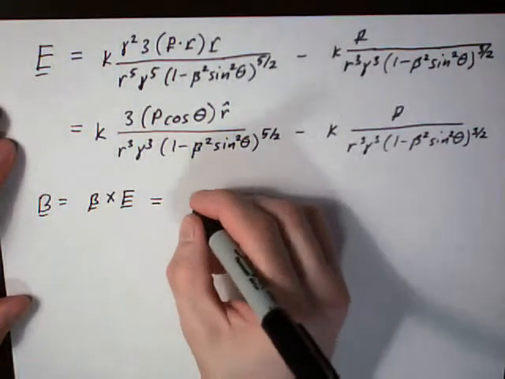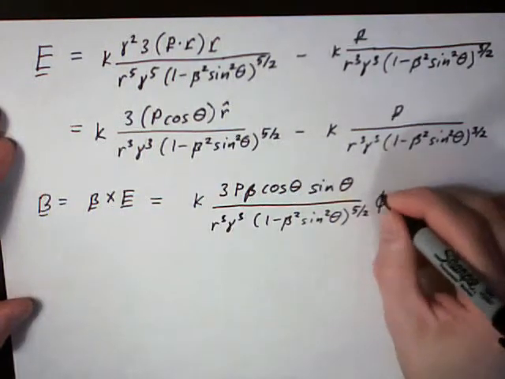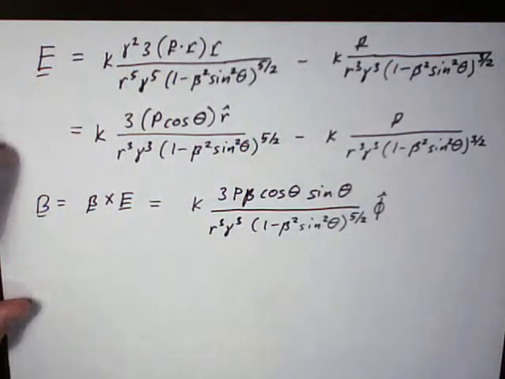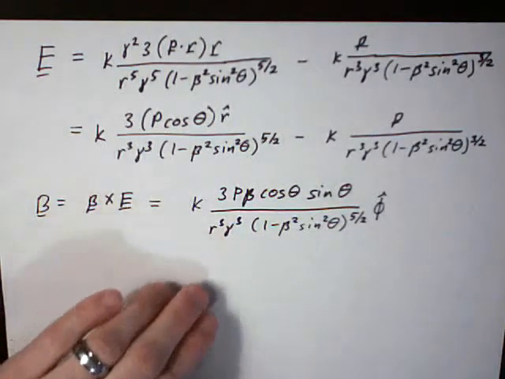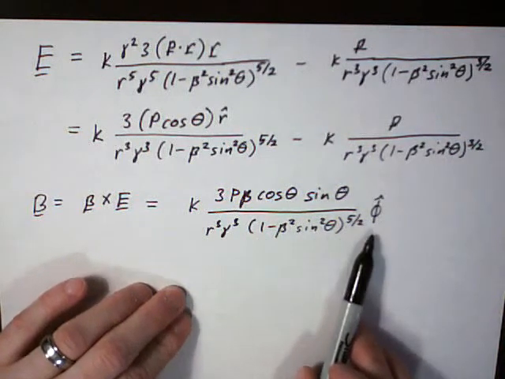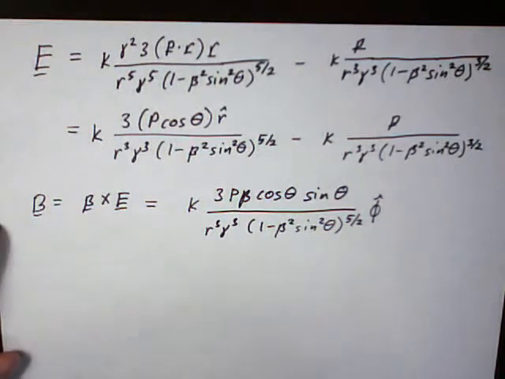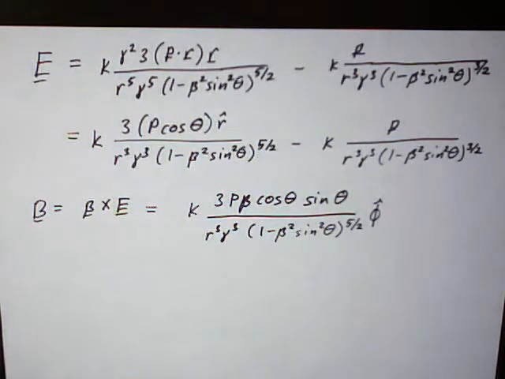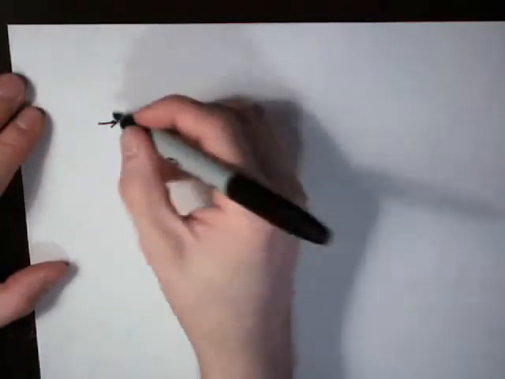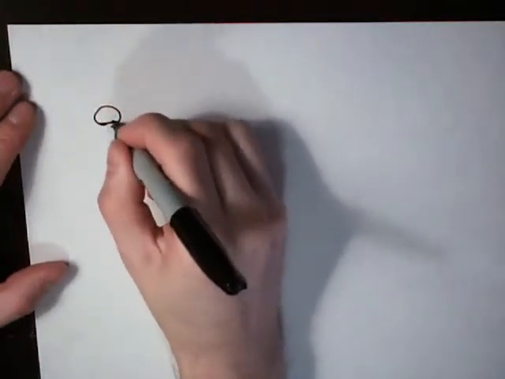And so writing that now, I get this for the expression of the magnetic field in the moving frame, which is very similar to what I got before, except now I have gamma cubed and then 1 minus beta squared sine squared theta to the 5 halves on the bottom. And so now I want to know, what does this actually look like? I'm going to start by drawing what the dipole field looks like in the rest frame qualitatively.